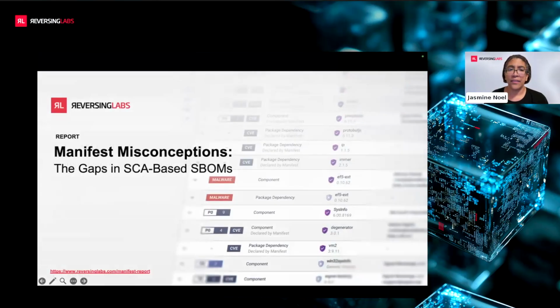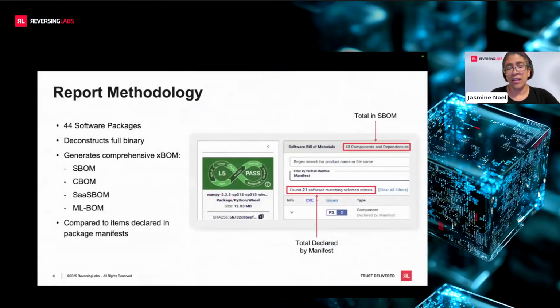Okay, so like I said, we released this report, Manifest Misconceptions. It's available on our website. The link is down here if you haven't downloaded it already. For the methodology, we took about 40 software packages, and we just wanted to see how many SBOM items we generate versus how many are declared by the manifests that are also included in the software package. We construct the whole binary and generate what we call an XBOM, which includes 4 different things: the SBOM, which everyone knows about, a CBOM, SASBOM, and LMBOM. We'll get into what those are later.